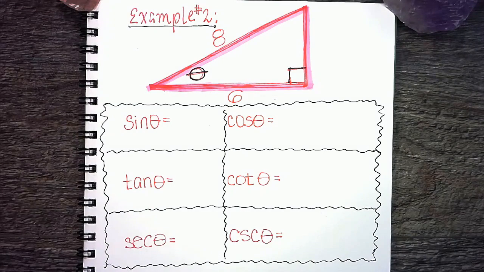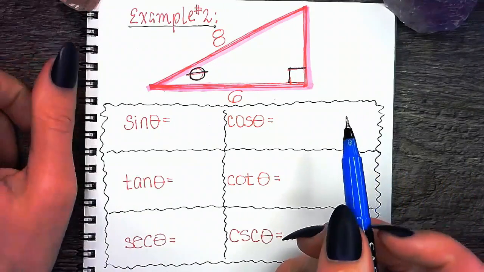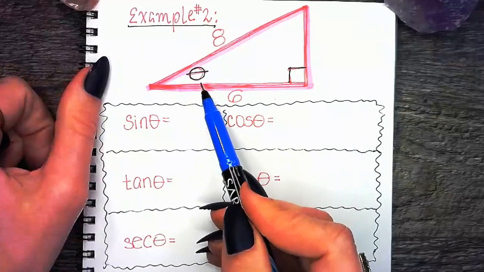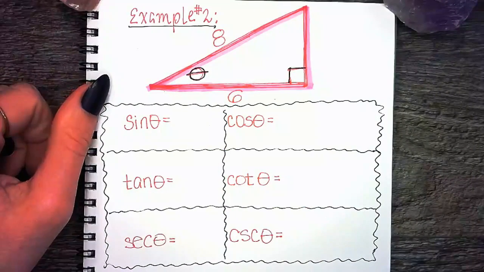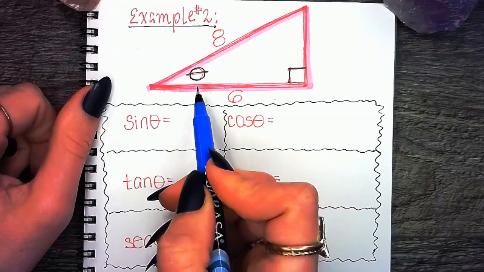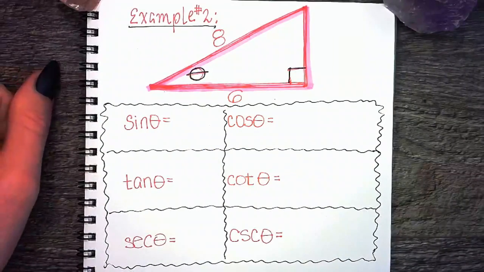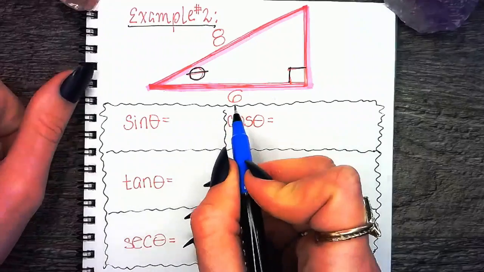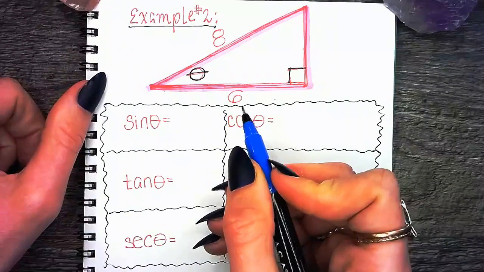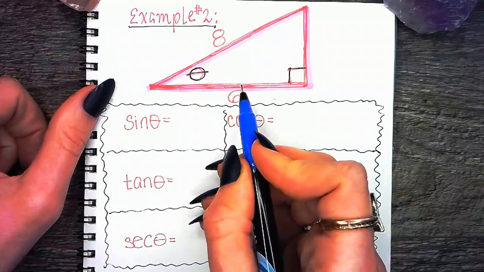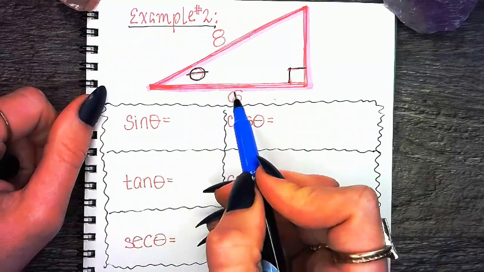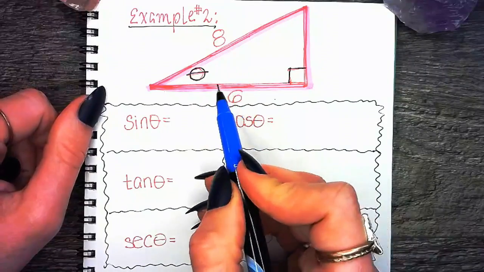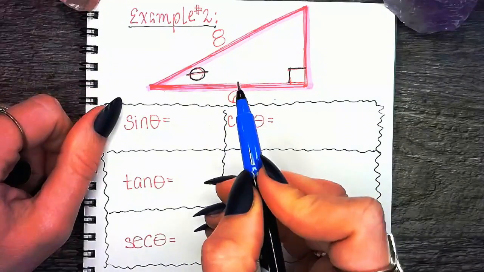So here we have example 2, and for example 2, we are only looking at it from the perspective of one acute angle, theta. And we're going to find all 6 trigonometric ratios with respect to the angle theta. Now, I only have 2 sides of this triangle. Some of you might see that we have 6 and 8. 6 and 8 as a pair, as a ratio together, can be simplified to 3 and 4.